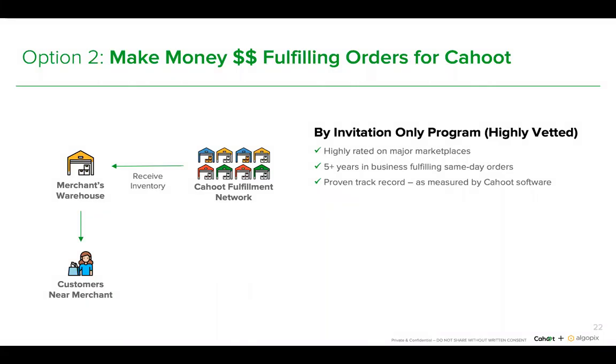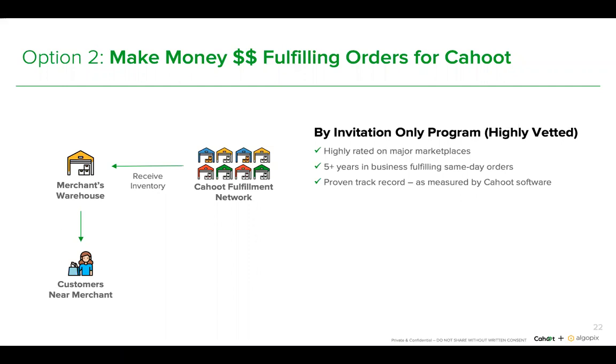Next slide. Option 2, the other way to engage with the Kahoot network is to engage in our peer-to-peer fulfillment program, which is basically if you have a warehouse and you want to monetize your existing storage space and your labor in order to make money, you can join to become a node on the network, and you can become a fulfillment partner for Kahoot. And Kahoot will send you inventory.